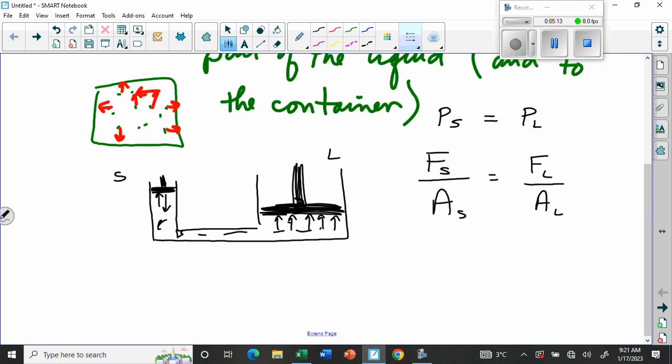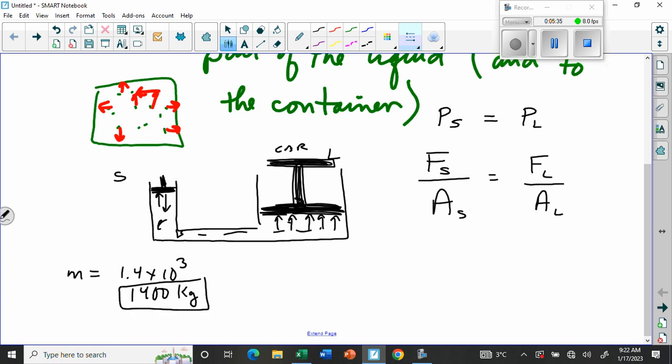Now, let's say we have some information about a particular press. Let's say that what we have here is a platform, and on this platform is a car, and we want to lift that car. So let me give you some information. The mass of the car is going to be 1.4 times 10 to the 3, so that's about 1,400 kilograms. So there's the mass of our car. And then I'm going to tell you the areas of some of the pistons involved. So the area of the large piston, A_L, is going to be about 0.22 square meters. Now that doesn't sound very large, but it actually is quite big if you think about it.